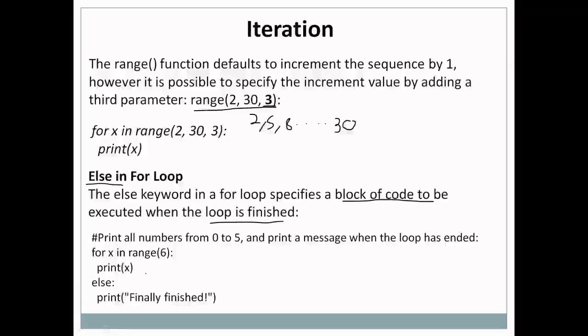One example is given here. Again, for x in range 6, no start and no increment is specified, only the end is specified, that is 6. So this range function will create a sequence from 0 to 5, and we are printing the same. First time it will print 0. Again, as for how this else part is declared in the for loop, we need to check. This else part is executed only when the loop ends.